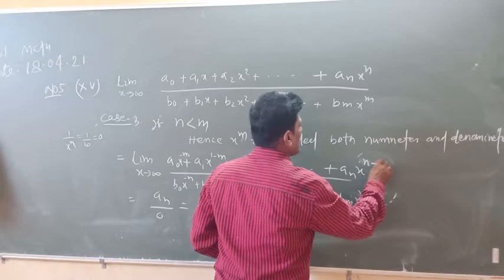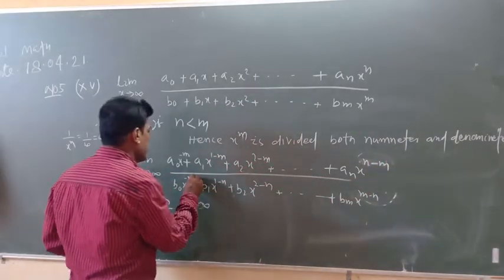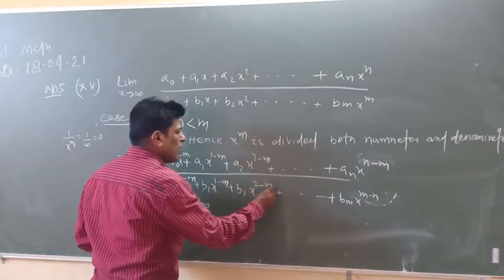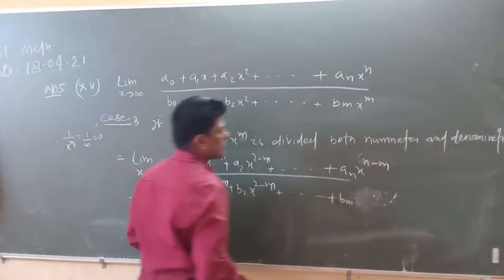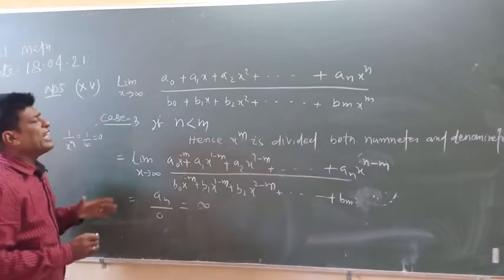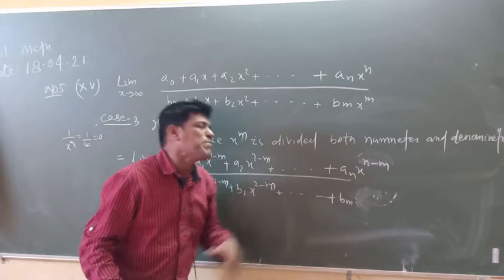Yes, n minus m, because x to the m is divided here. That becomes x^m divided by x^m. Look, since n is less than m, n minus m is no doubt less than 0. It is a negative power of x.